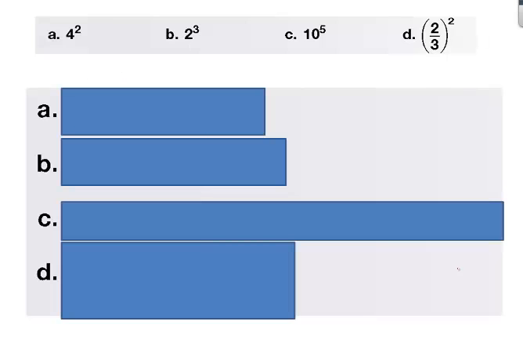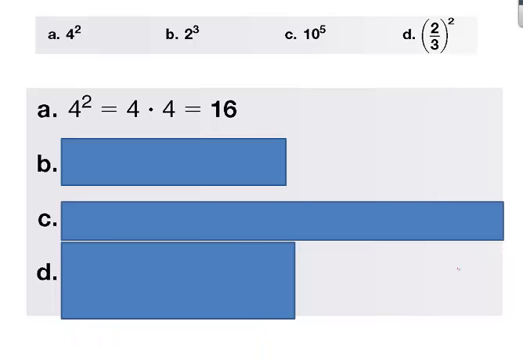So see if you can solve for A. What is 4 squared? What does 4 squared equal? What does it mean? 4 to the 2nd power. Well, hopefully you know that means 4 times 4, and that the answer is 16.